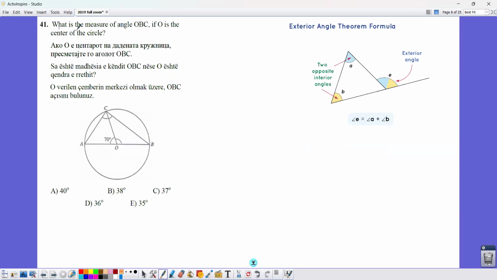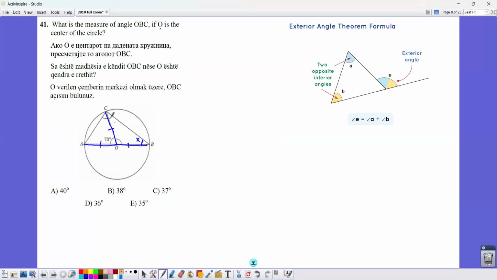Let's read the question again. It says, what is the measure of angle OBC? Firstly, let's find the angle OBC. So we are looking for this angle and we are saying that this one is X. And it's given that O is the center of the circle. If O is the center of the circle, OB, this one, and this one, are they the radius of the circle? From the center to the arc, all of them are radius of the circle. So if they are radius, they have the same measure. Yes?